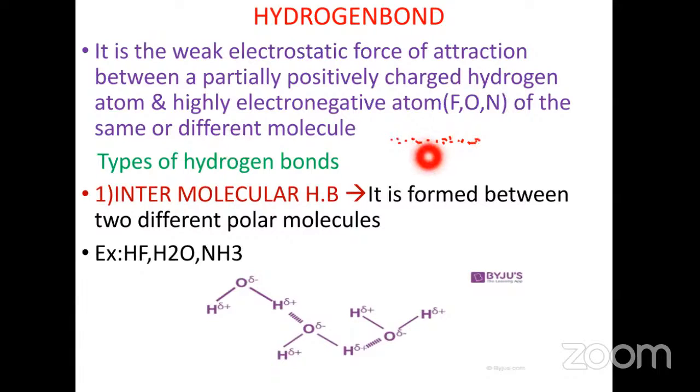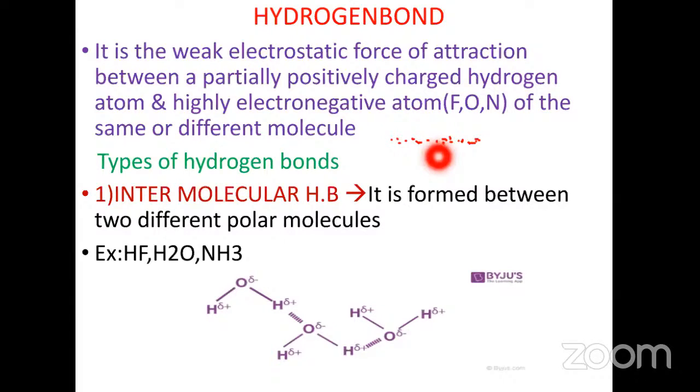Now, what are the highly electronegative elements in our periodic table? I hope you know, students. Those are fluorine, oxygen, nitrogen and chlorine. Then here, what I told you, it is the weak electrostatic force of attraction between a partially positively charged hydrogen atom and a highly electronegative atom of the same or different molecules.